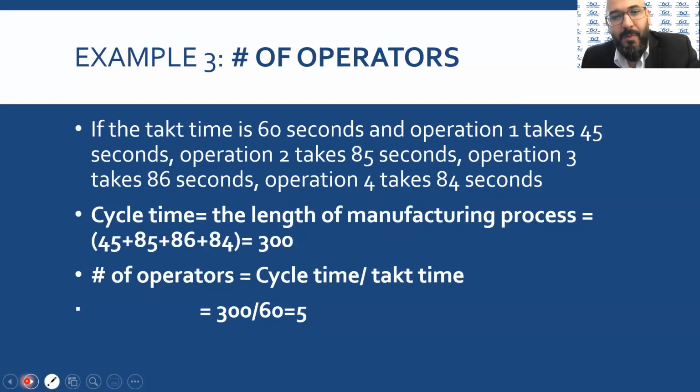So first of all, we need to find what would be the cycle time. The cycle time would be equal to the length of the manufacturing process, all these times: 45 from operation 1, 85 from operation 2, 86 from operation 3, 84 from operation 4. That would equal 300 seconds. Now, the number of operators can be calculated by the cycle time divided by the takt time. So we have 300 divided by 60. So we need 5 operators to achieve the goal.